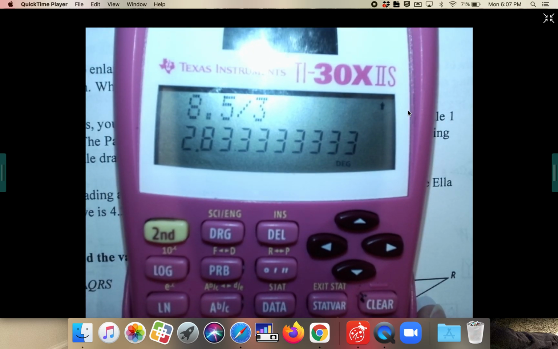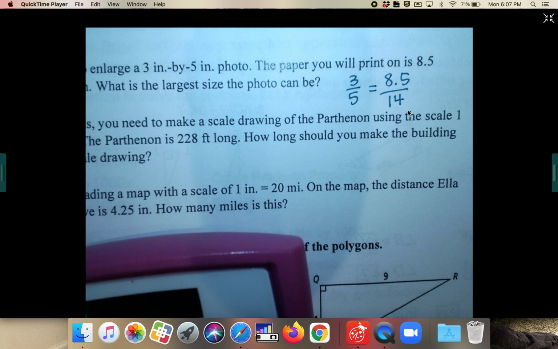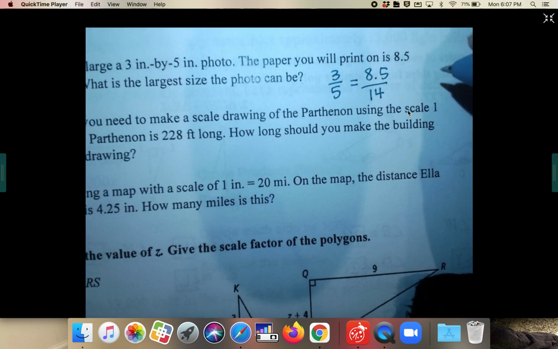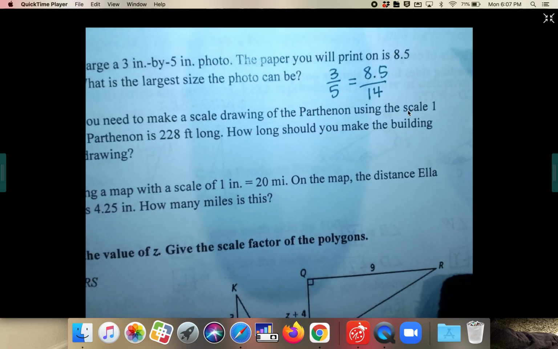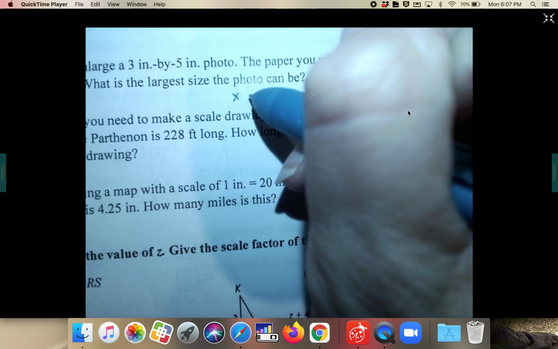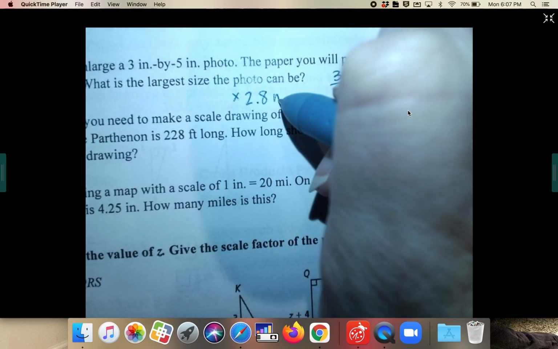And I got about 2.83. So just to double check that, I would take 14 and divide by 5, and it would be 2.8. And that's about what the other one was. So what's the largest size the photo can be? 2.8 times in size. So it could be 2.8 times magnified.